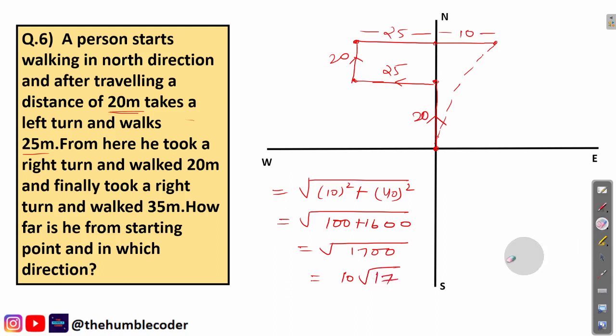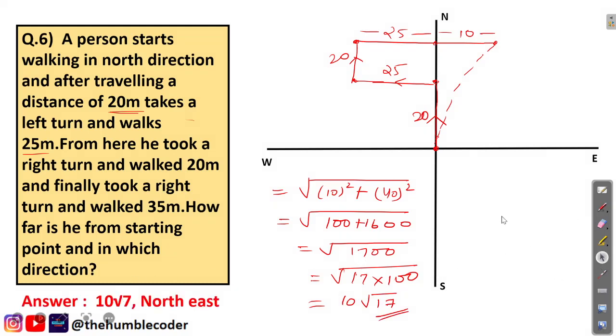How I have calculated this, just in case if you don't know, 1700 can be written like this. We cannot find the root of 17. We can find, but it will take time. So we can simply calculate it for 100, and for 100, the root will be 10. And for 17, we will simply write it like this. So I hope the answer should be 10 root 17. Let's check it. So yes, the answer is 10 root 17.